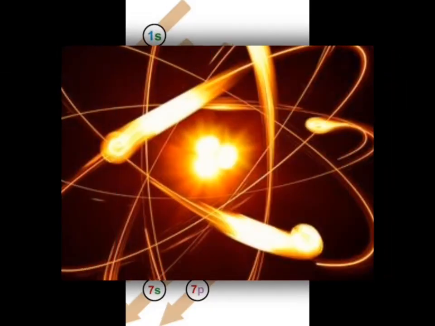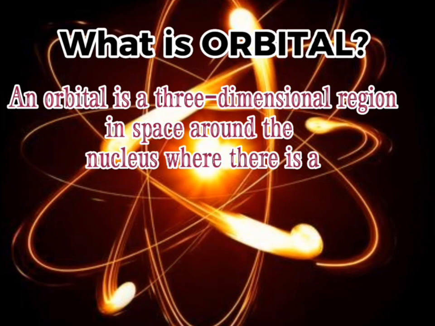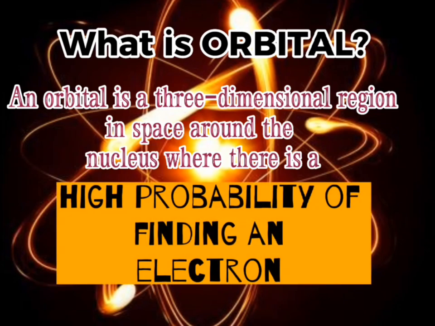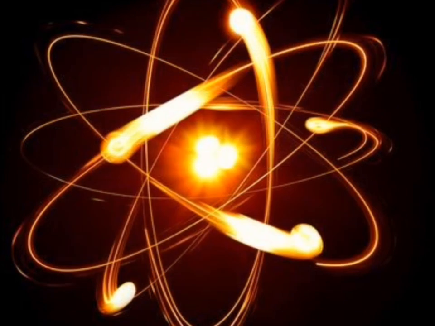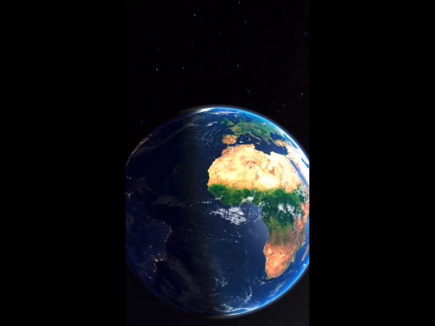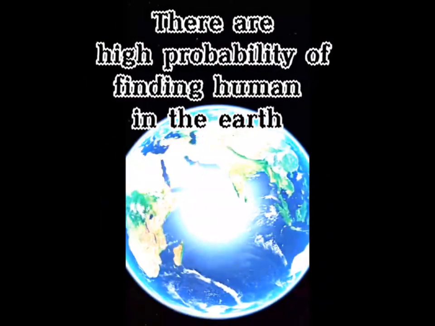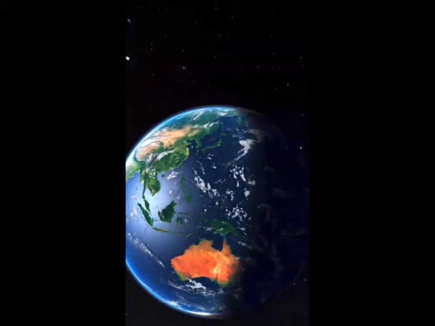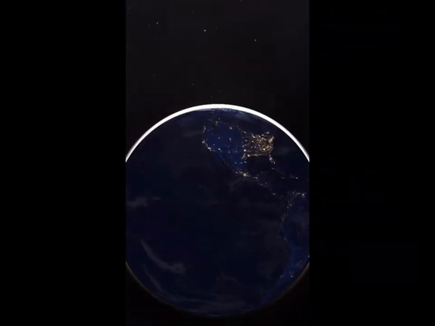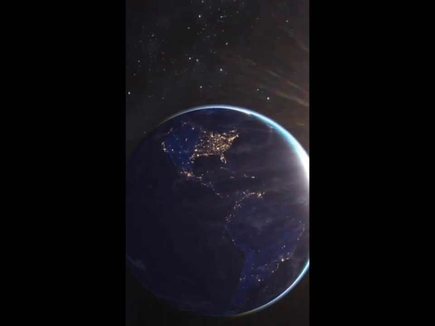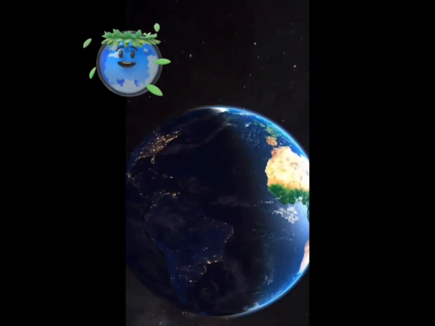What is an orbital? An orbital is a three-dimensional region in space around the nucleus where there is a high probability of finding an electron. For example, there is a high probability of finding a human on the Earth. So, we assume that the human is the electron and the Earth is the orbital. Hope you guys are clear about it.